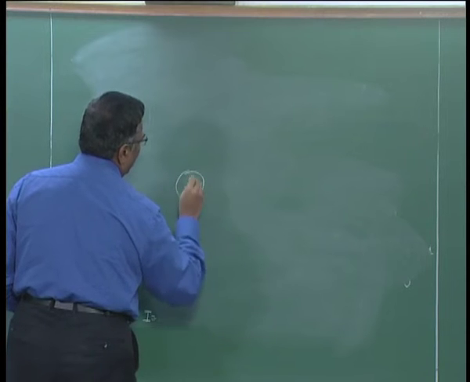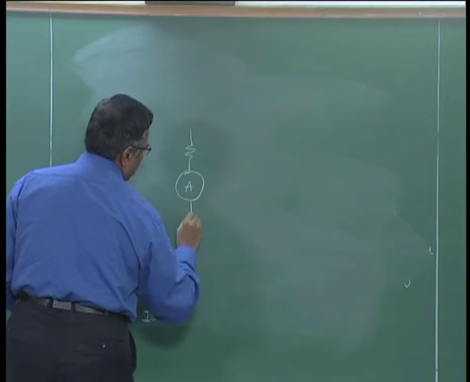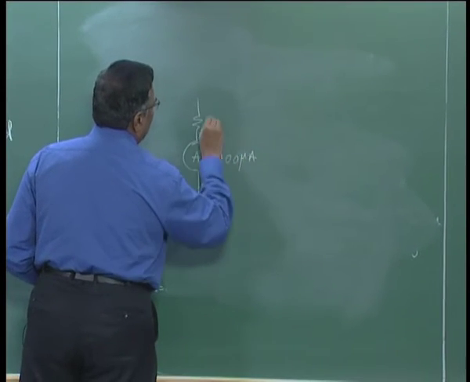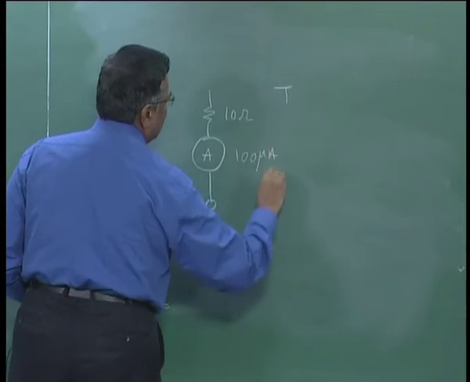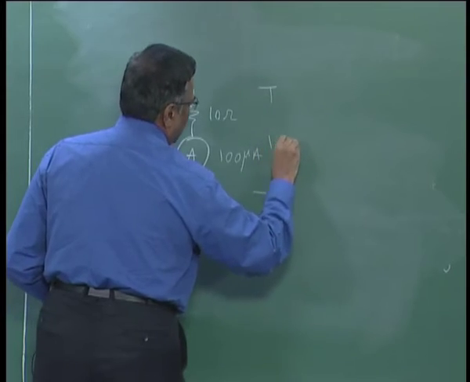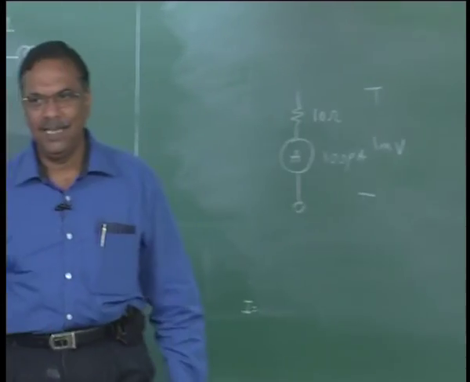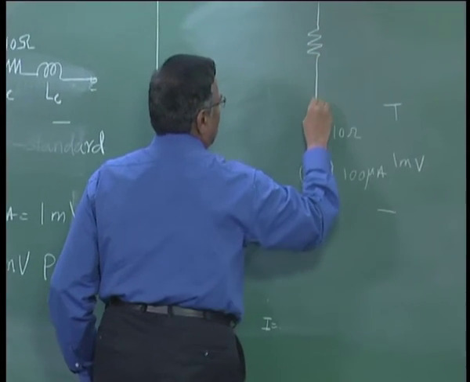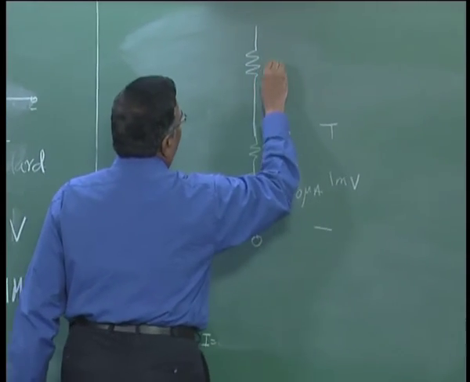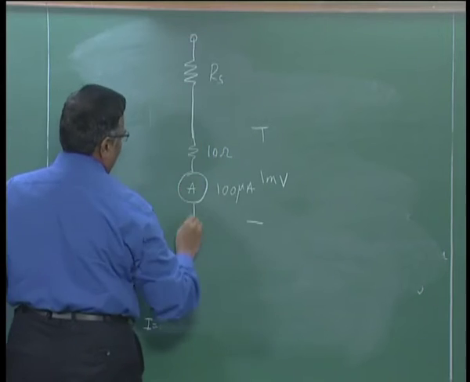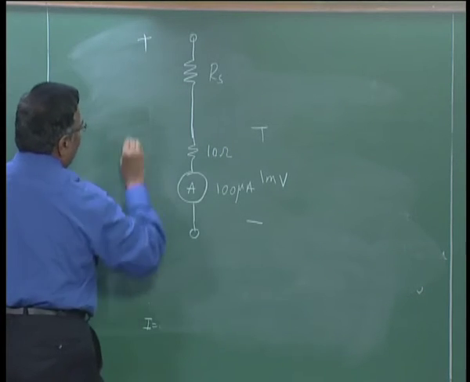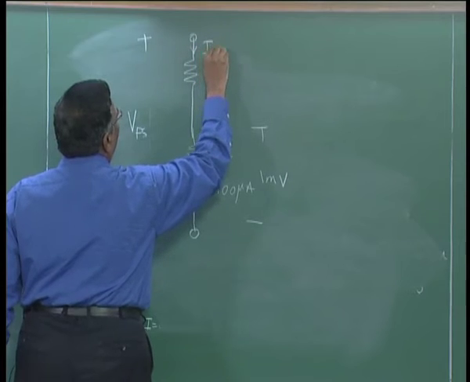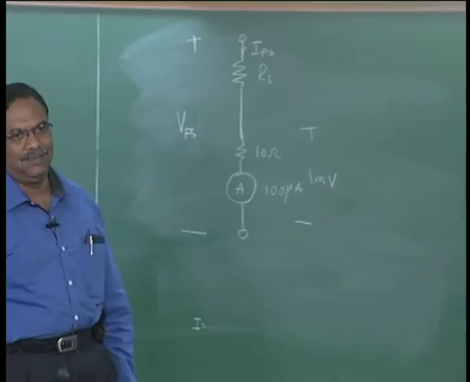Now we have the 100 microamperes and this is 10 ohms. So this is 1 millivolt, right, full scale. Now I can connect a series resistance, right, of some value, and when I apply a full scale voltage, the full scale current of 100 microamperes flows through it, right.